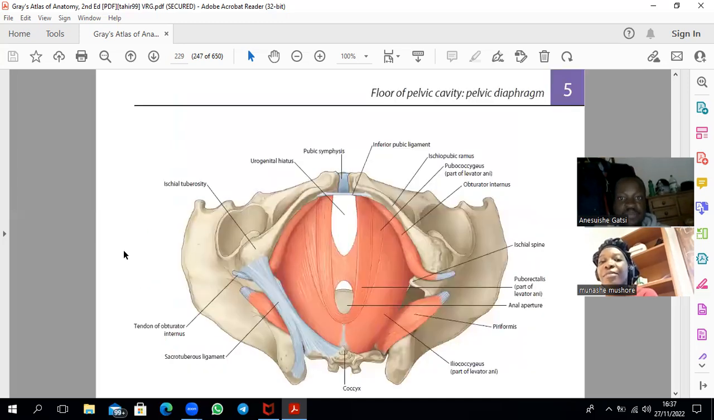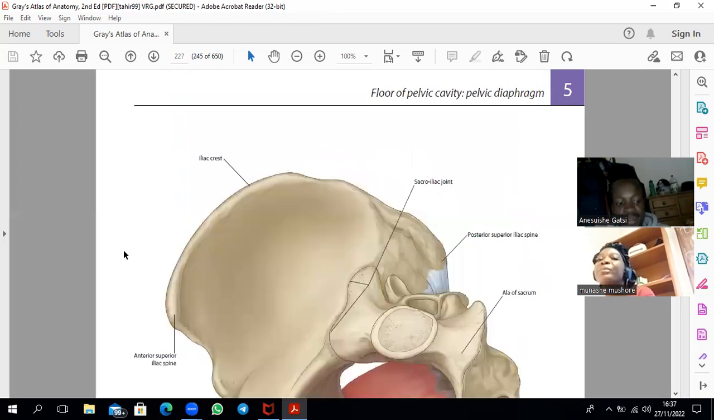Okay. Yeah, I understand this canal very well. Then the next one was what? After internal pudendal, the inferior vesical for the bladder. So the inferior vesical is simply going to the bladder. But it also gives branches to the prostate.